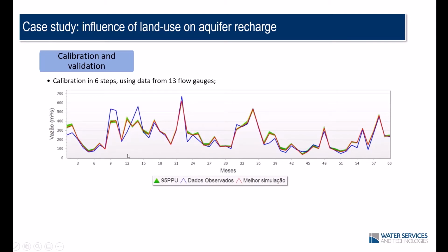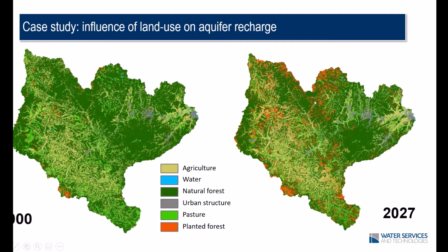Even if we look at the base flow, it gets very close here. And also in the peaks here, the lines are very close. So we got very good results here for the calibration. And here we have the results for the land use maps.